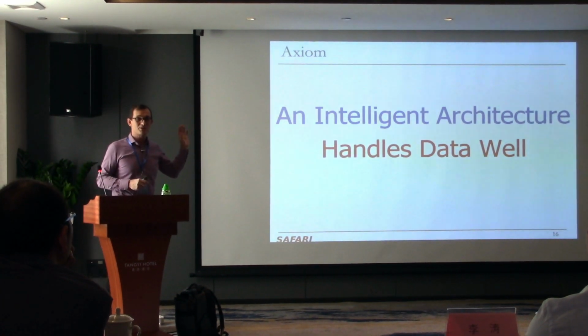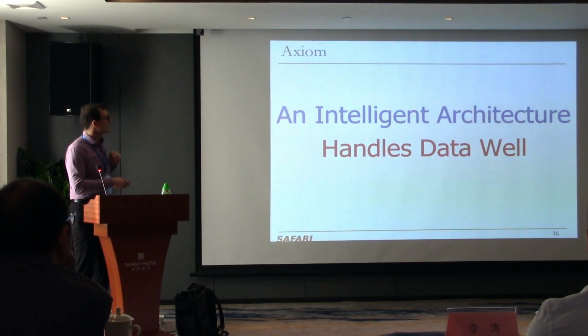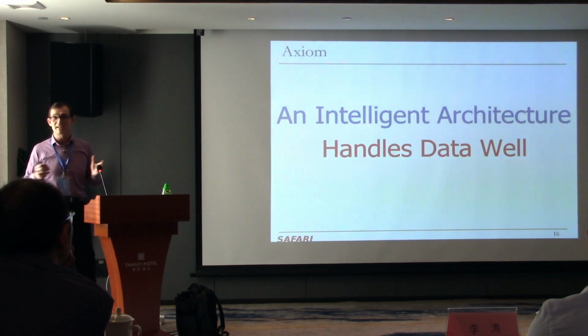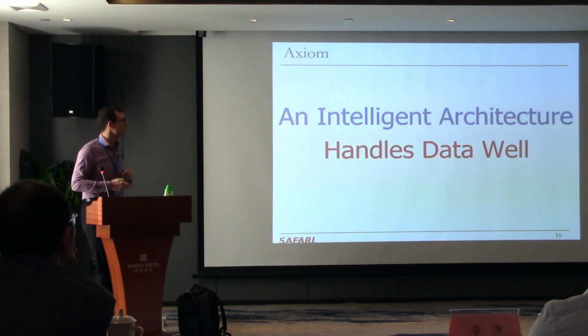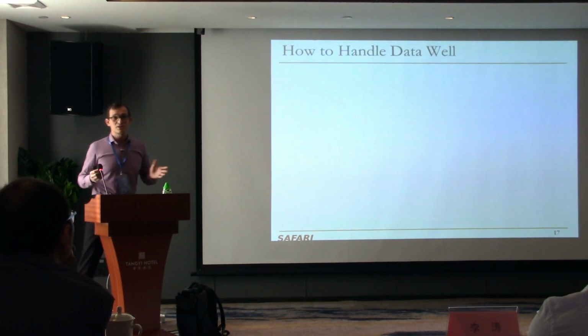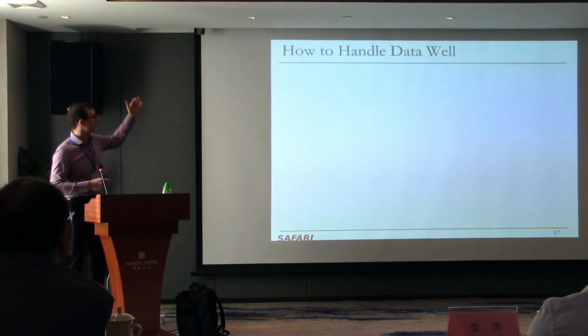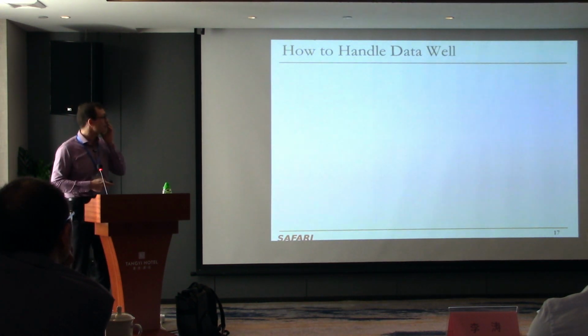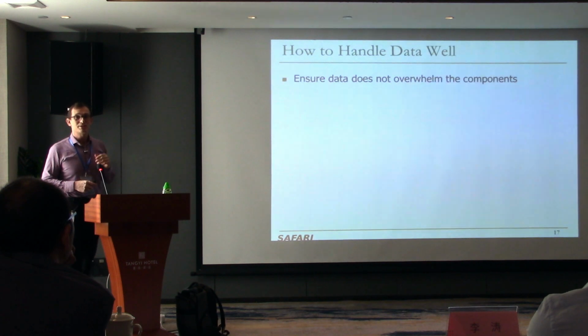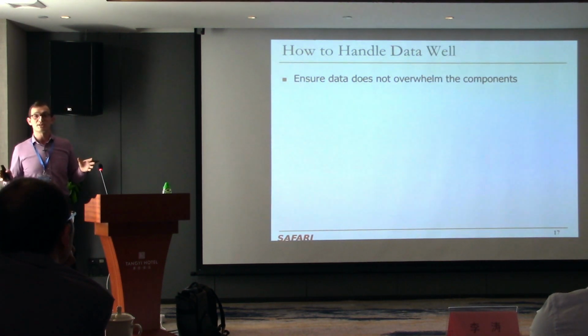So basically my axiom in this talk is that an intelligent architecture has to handle data well today, because data is really what we are dealing with in modern systems. So the question is, of course, how do you handle data well? I have 3 bullets over here, which we're going to go through during this talk. First of all, I believe we need to ensure that data doesn't overwhelm the components that we design.